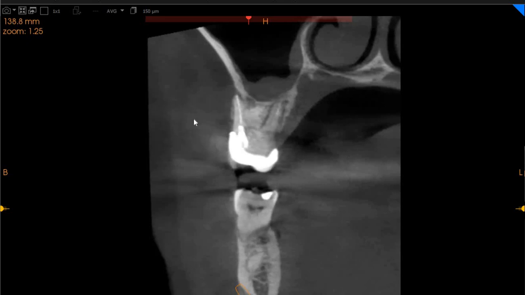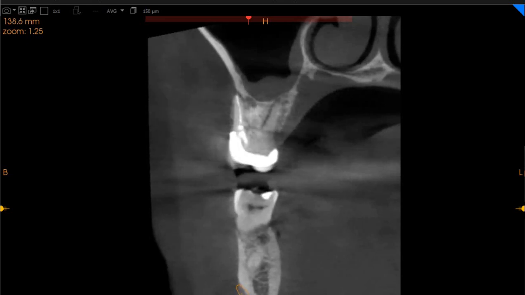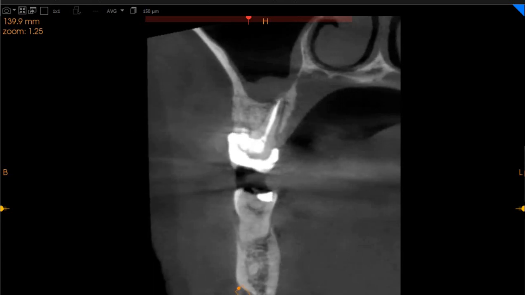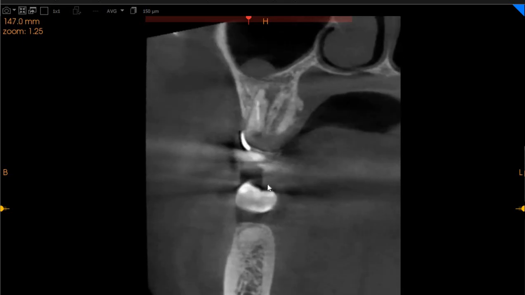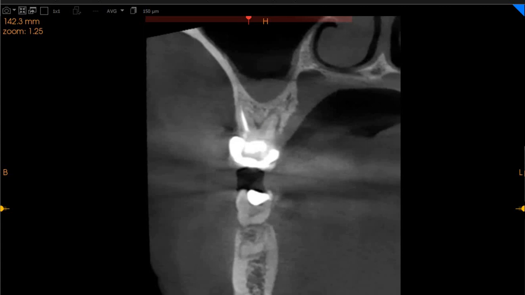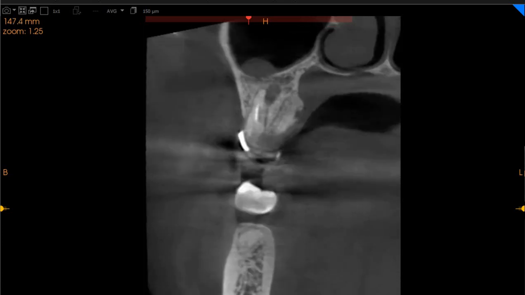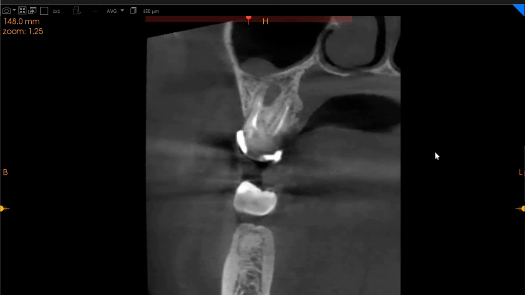This is the upper left first molar. We've got a root canal treated tooth. You can see that this is the mesiobuccal canal. This is the palatal canal, and as we move distally, this is the distobuccal canal present right here. So this tooth has mild periapical radiolucencies, and this can be the cause of this sinusitis that we see. It's mild sinusitis.